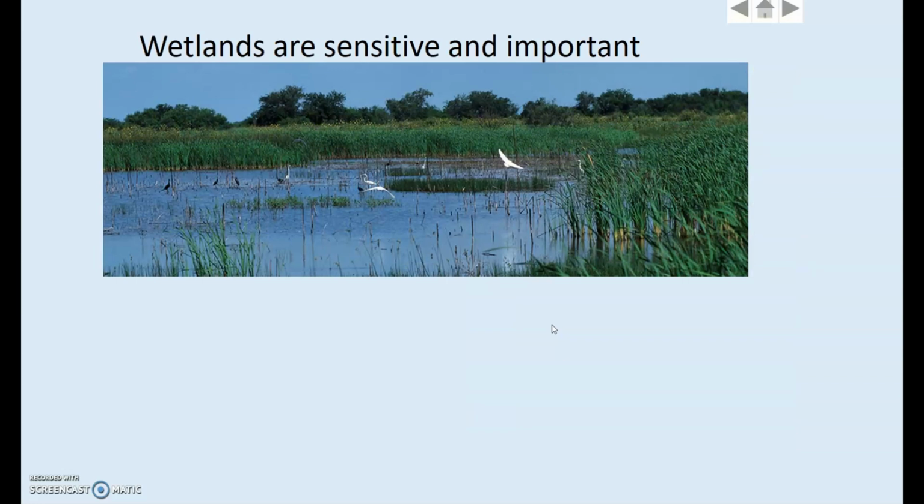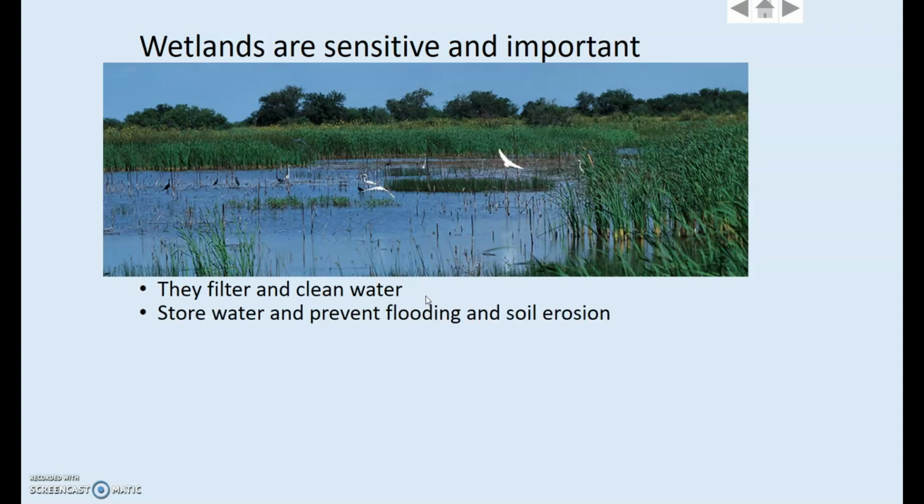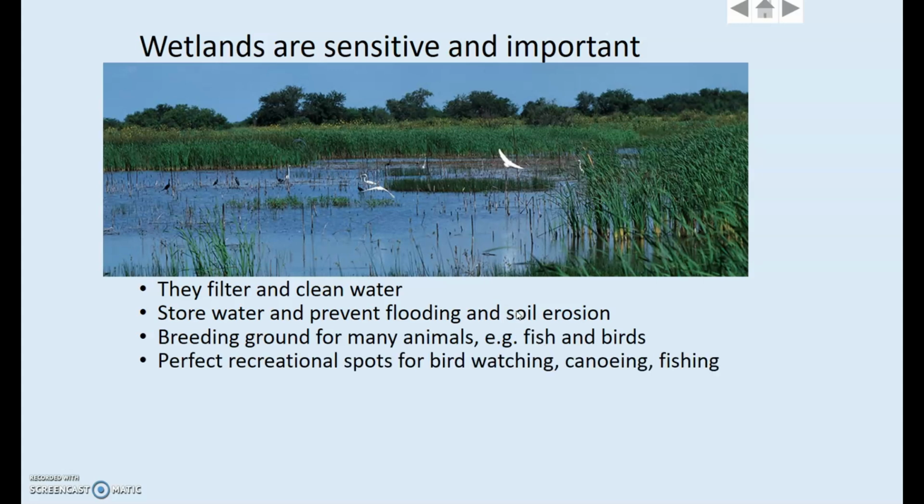Wetlands are very sensitive areas, potentially very beautiful, full of wildlife, a lot of diversity, and they are incredibly important. They're often bordering on a river, where the water flows from the catchment area finally into the river. They filter and clean the water, they store it, they prevent flooding because they can store so much water. They're breeding grounds for many animals, small fish and birds, and the perfect recreational spot for bird watching, canoeing, fishing.